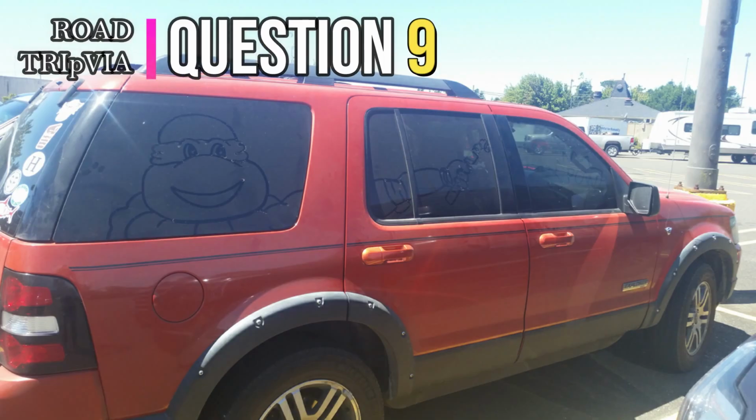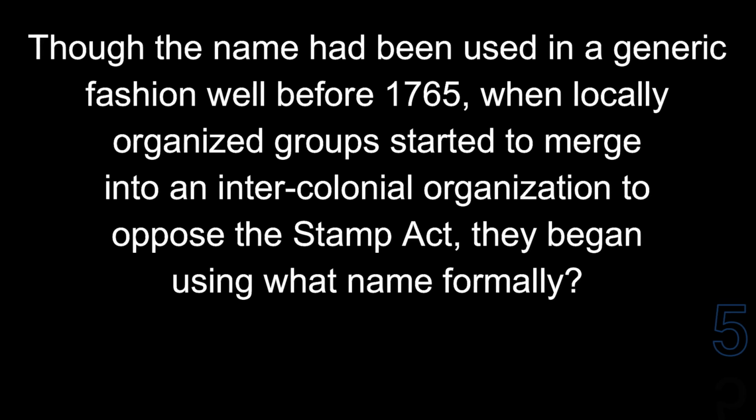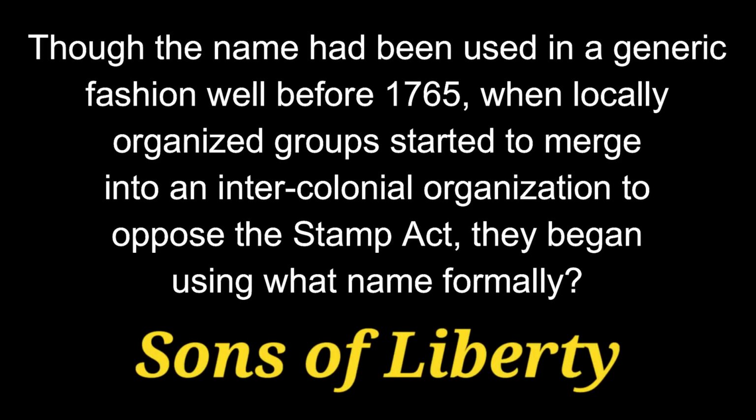Question 9. Though the name had been used in generic fashion well before 1765, when locally organized groups started to merge into an intercolonial organization to oppose the Stamp Act, they began using what name formally? That was when they started going by the Sons of Liberty.